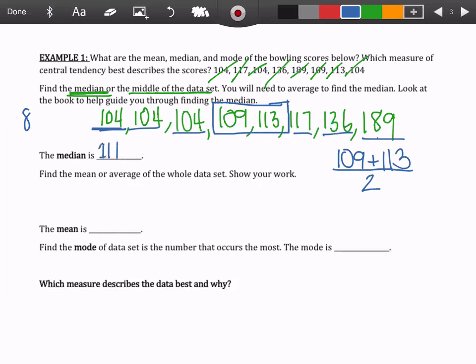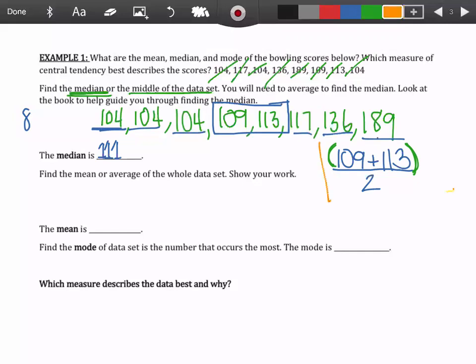If you are doing this in your calculator, you have to know your calculator well enough, because some people's calculators you'll be able to just enter that straight in. However, oftentimes we need to put parentheses around the numerator. We need to put a parenthesis, 109 plus 113, close that parenthesis off, and then divide by 2. So then we're going to find the mean, or the average of the whole data set.